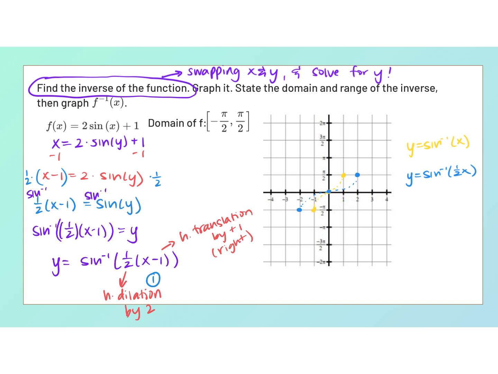I'm going to use a dotted line again to connect those because that's not my final graph. And then the last transformation, this will be my final graph, is going to be that movement to the right by 1. So I'm going to take all of those points and move them to the right 1. And I'm going to connect these with a solid line to show that that's my final graph.